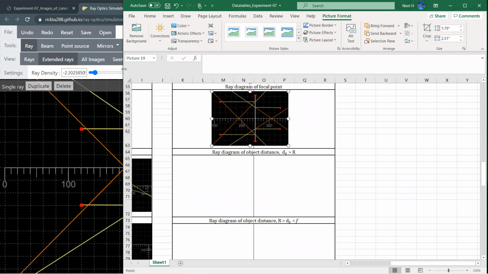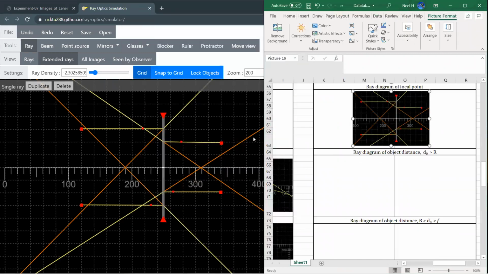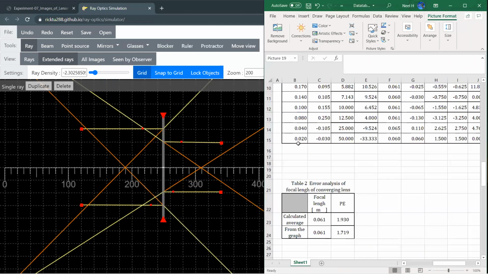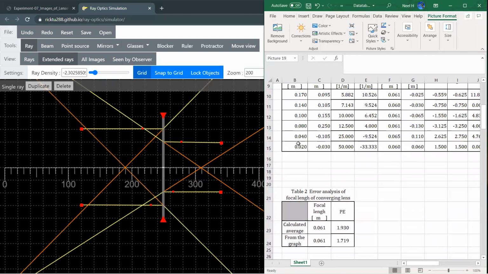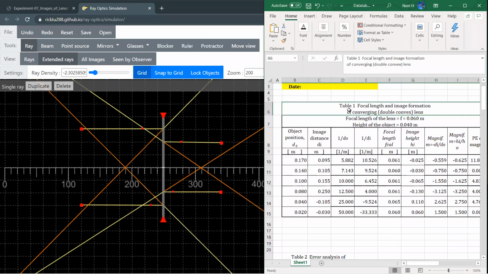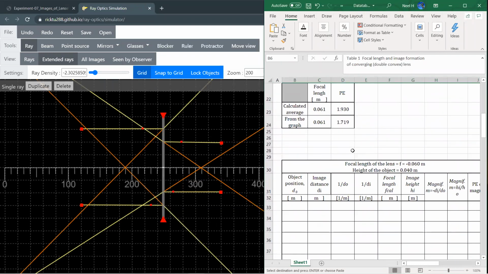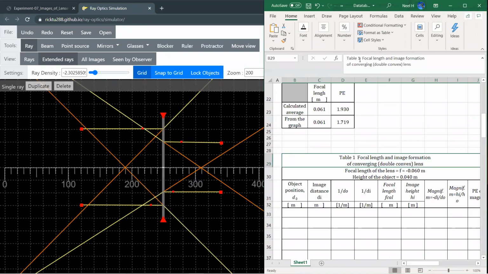Okay, then let's do the same thing by changing the object location. Let's draw the ray diagrams and then extract the data for our table number 3. This should be table number 3. This is focal length and image formation for the diverging type lens. Okay, diverging means double concave.